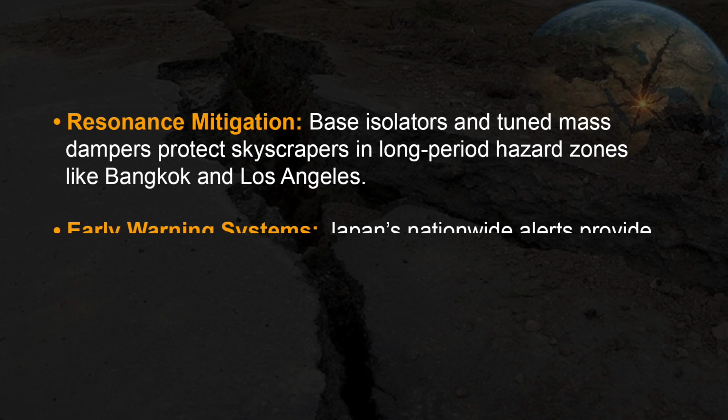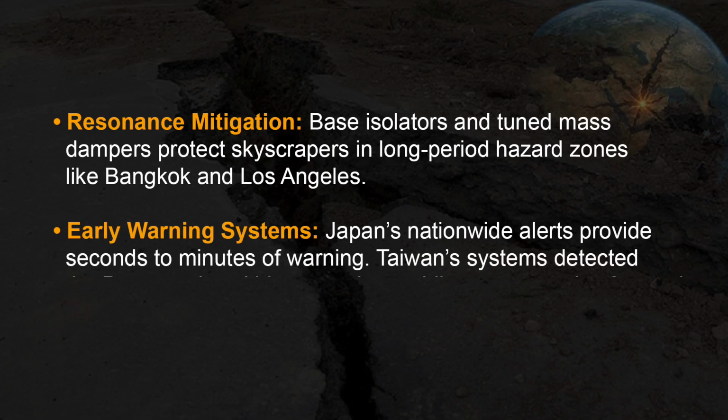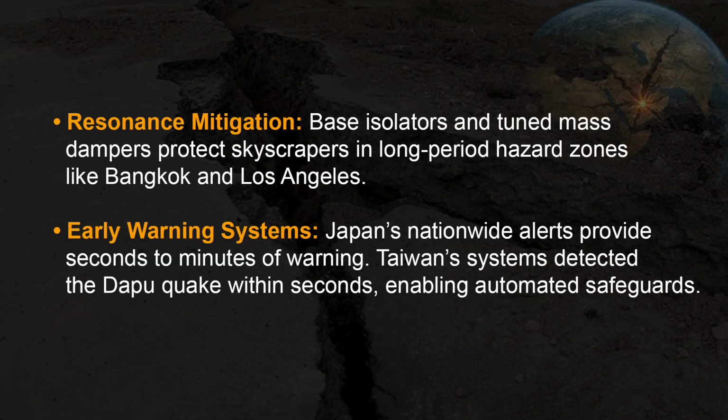Now, let me explain a very important factor, that is early warning system. Japan's nationwide alerts provide seconds to minutes of warning. Taiwan's systems detected the Dapu quake within seconds, enabling automated safeguards.